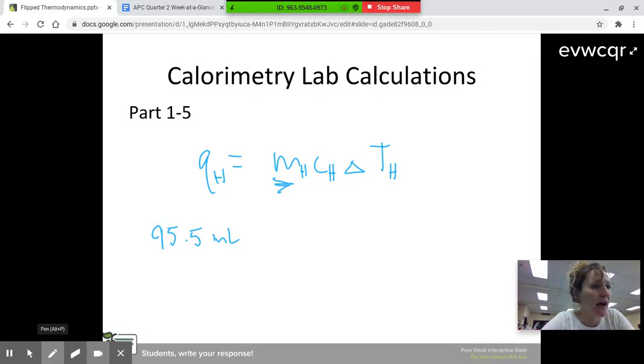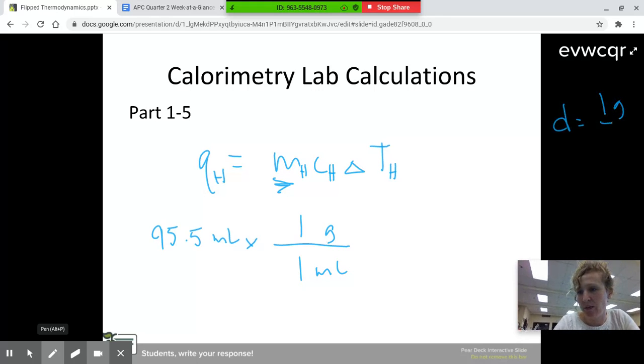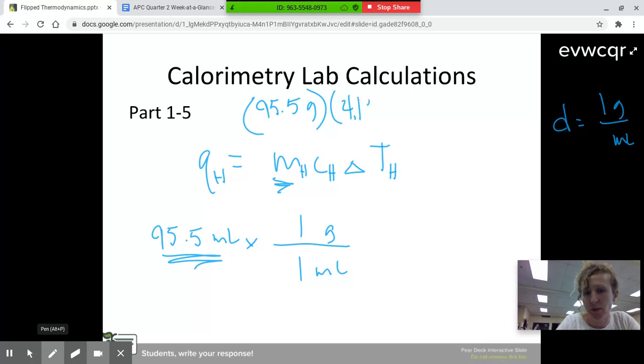So did you guys figure out how to get it from milliliters into grams? For water, the density of water is 1 gram per milliliter, or it should be, right? So your volume in milliliters is your mass. So 95.5 grams. C, we're using 4.18 joule per gram degree Celsius.